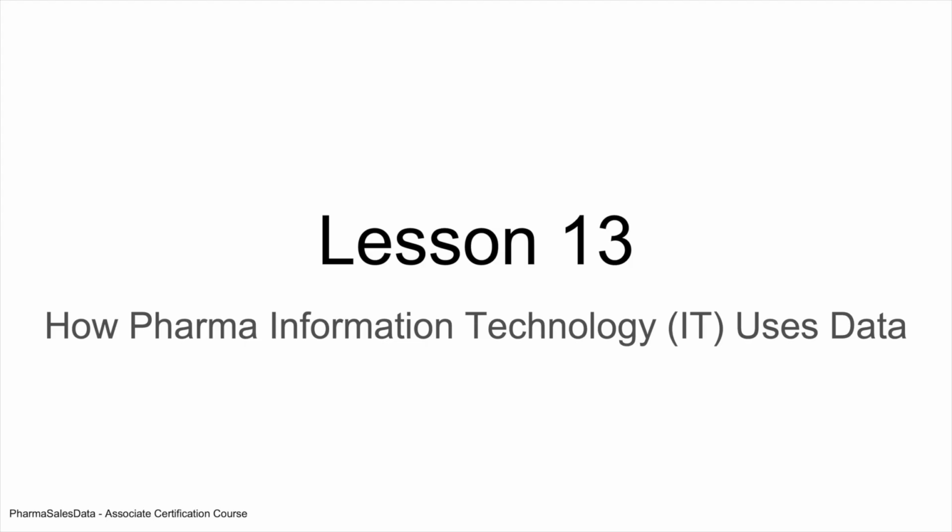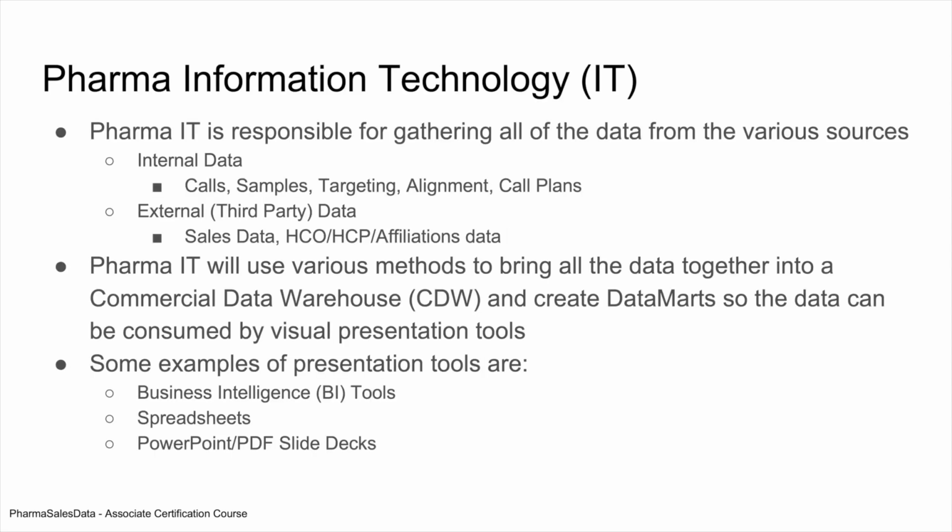How the Pharma Information Technology (IT) group uses data. Pharma IT is responsible for gathering all the data from the various sources. You'll have internal sources, which include calls, samples, targeting, alignment, call plans. Then you'll have third-party sources, your sales data, your HCO, HCP affiliations. External is usually data you purchase.